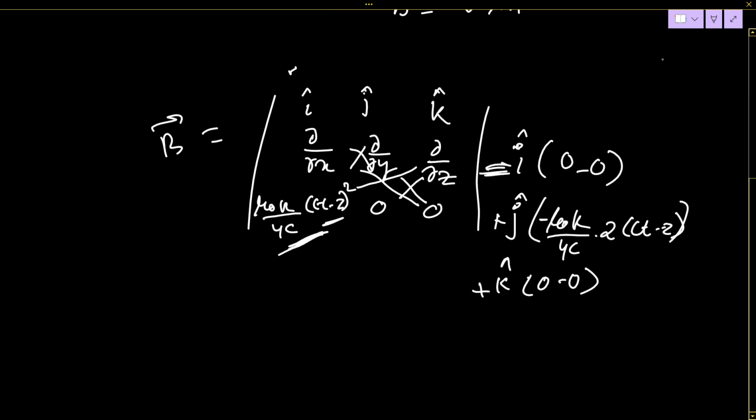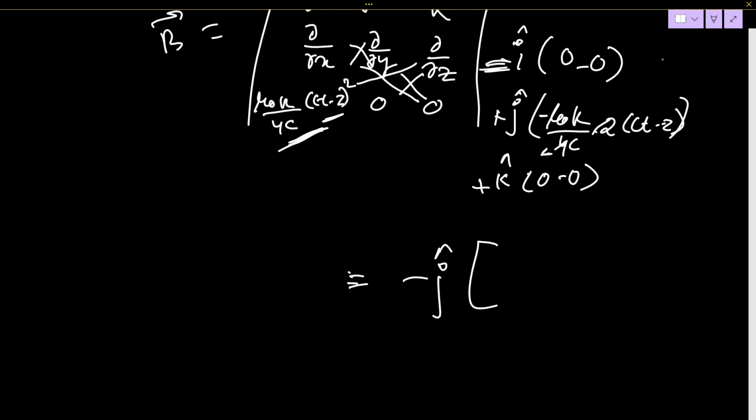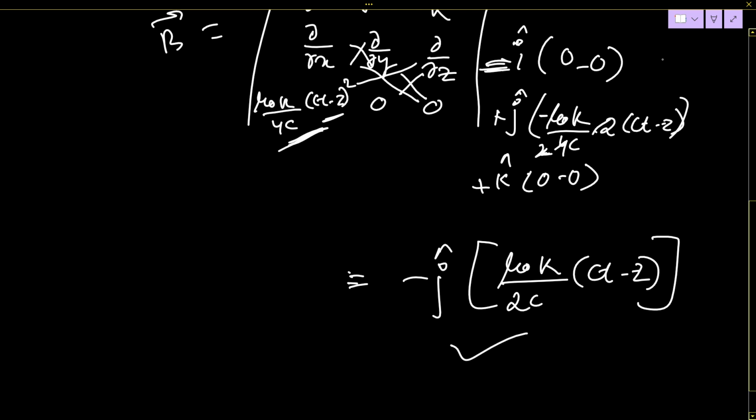So only the j cap term will come, that too with a minus, and these two cancel out, becoming 2. So mu naught k divided by 2c, ct minus z, that is minus j cap. Alright, this is the answer.